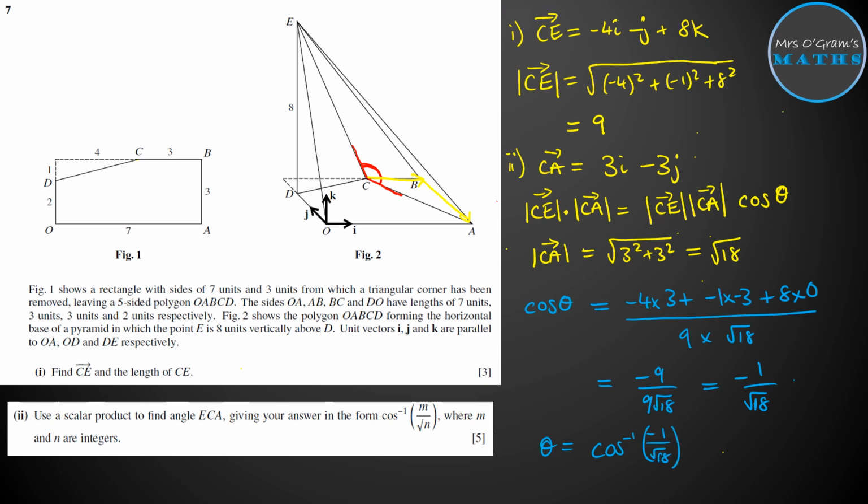So putting it into the form they've asked for in the question, m is 1, n is 18. No, it's not. M is minus 1. Hold on. There we go. It's now in the form that it wants it to be.